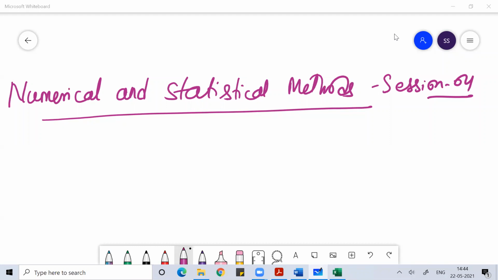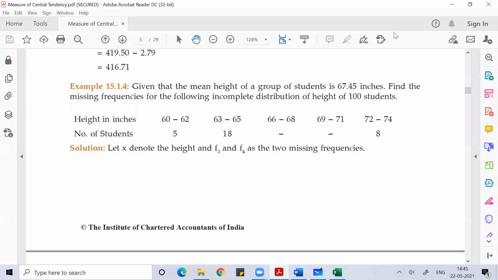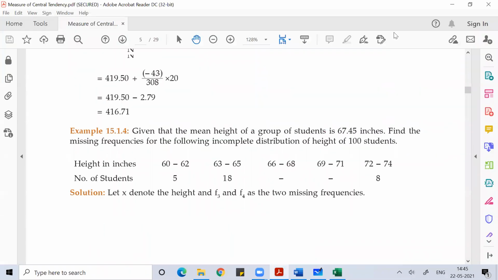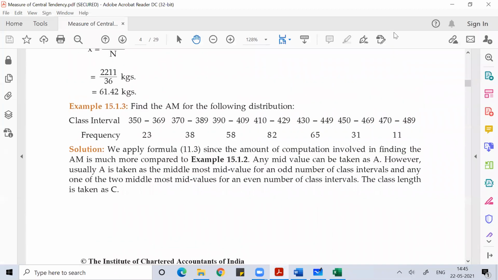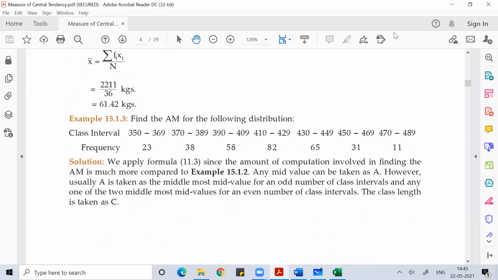Then we started discussing measure of central tendency. In measure of central tendency, I started discussing arithmetic mean. I discussed the formula, how to determine the arithmetic mean when we have raw data or when we have class interval with frequency. I gave you an assignment also. You all have solved that and sent me the answer also. Now, a few things I wanted to discuss before I start median in today's class.